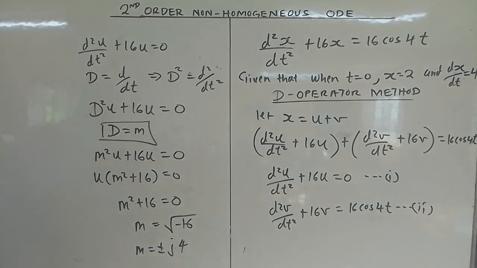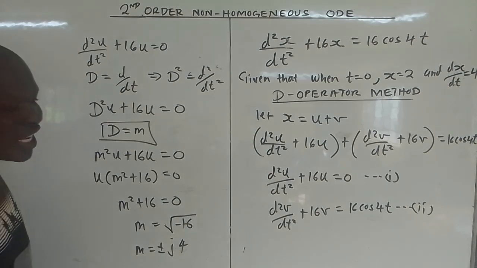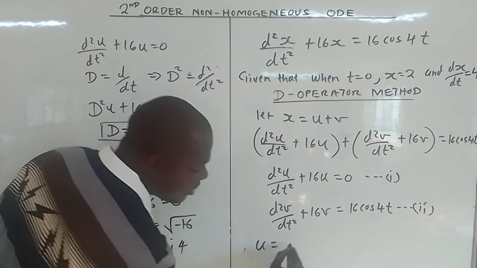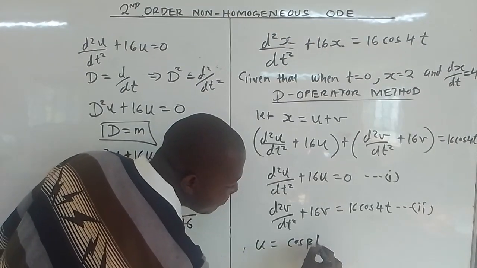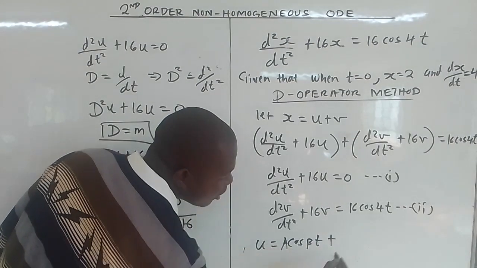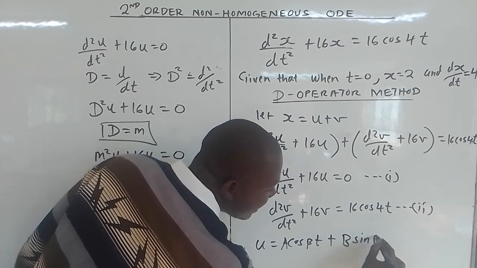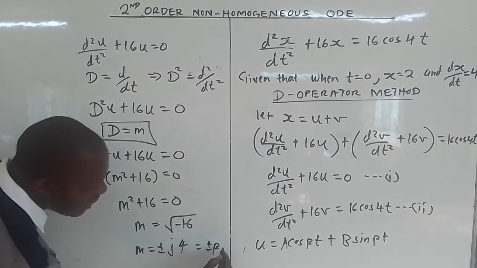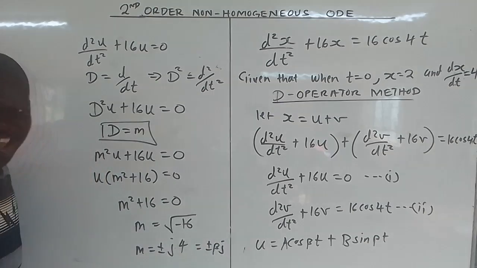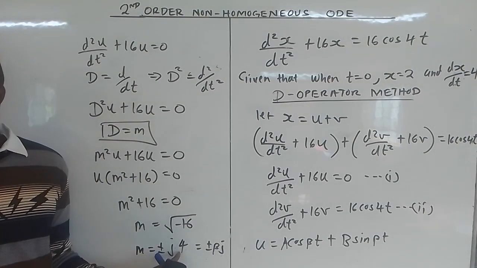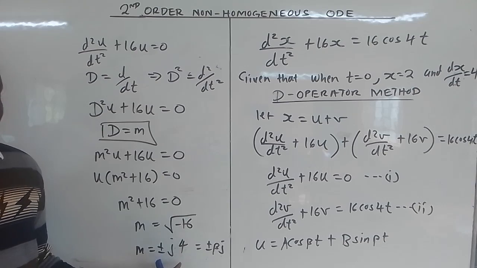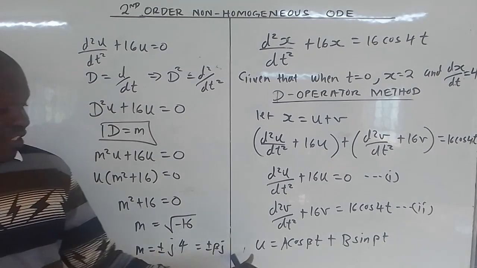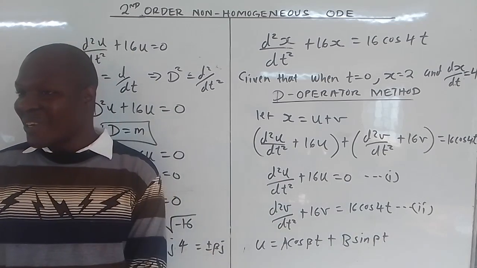So when we have only an imaginary part as the solution, it implies our u will be in which form? It will be in the form a cos beta t, where a is a constant, plus b sine beta t. That means if this solution is plus or minus beta j, you can see our beta is 4, isn't it? If we only have an imaginary solution, then this is the form of the complementary function, isn't it?